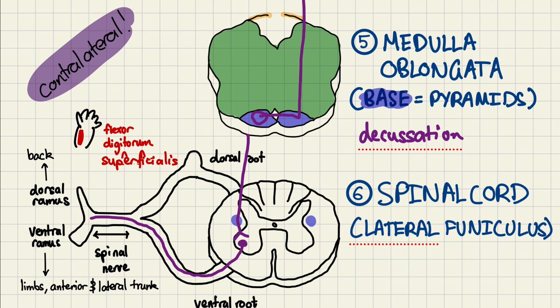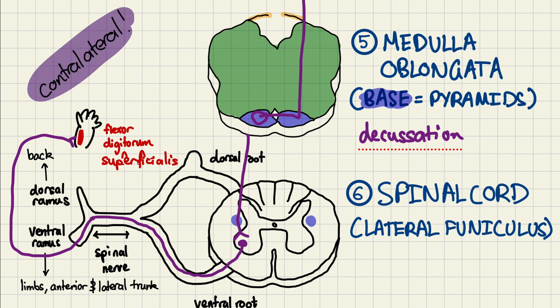And because we're looking at the hand for this example, the hand is part of the upper limb, so therefore I'm going to go through the ventral ramus, and I'm going to go and innervate my muscle. I've just chosen an example muscle here as the flexor digitorum superficialis, which is one of the muscles of the forearm that help give fine motor movement to your fingers, but it can be any muscle in the hand or the forearm that gives you innervation of the fingers.